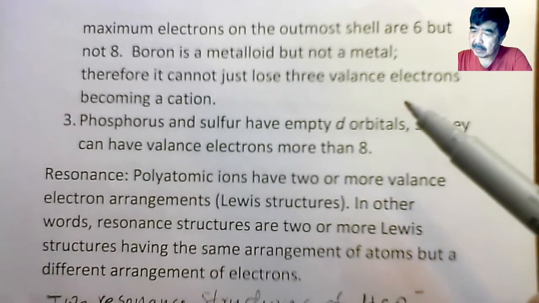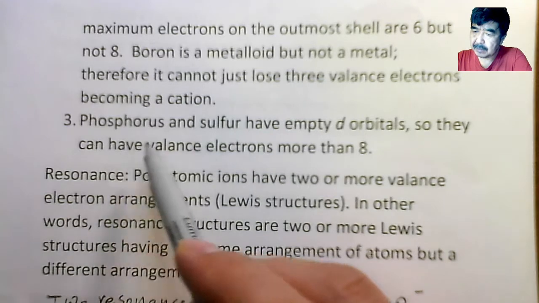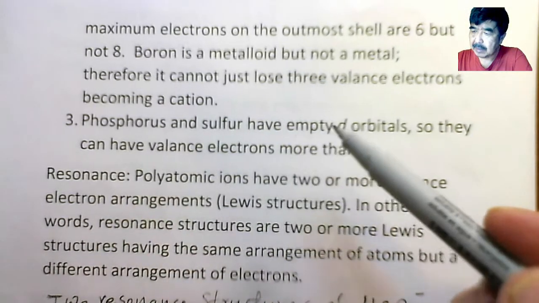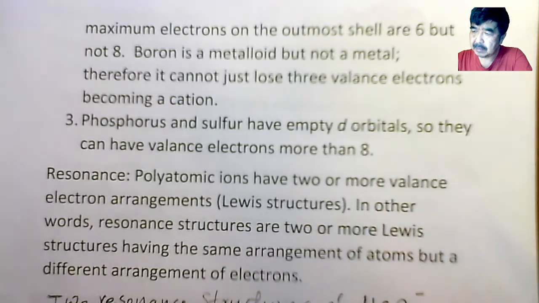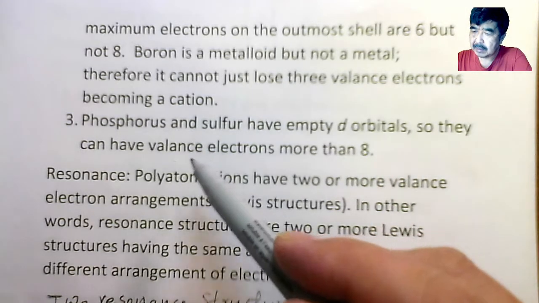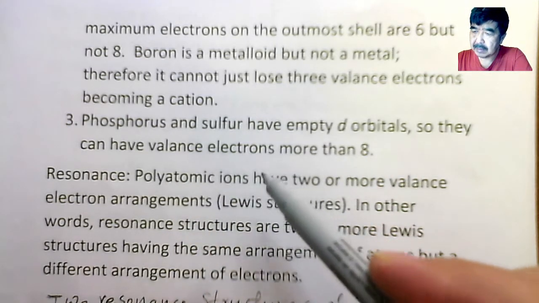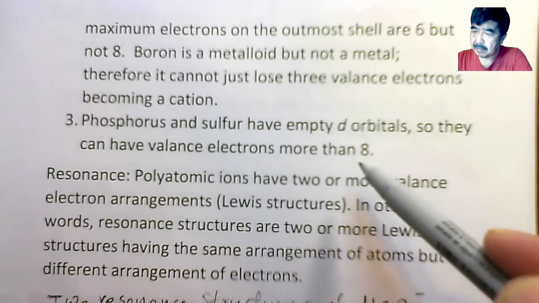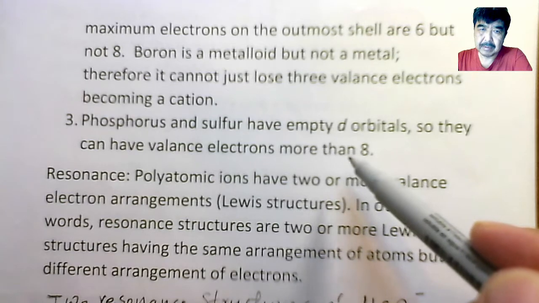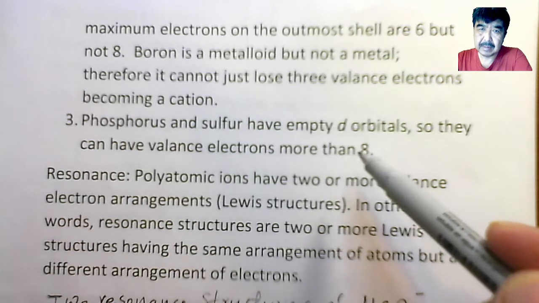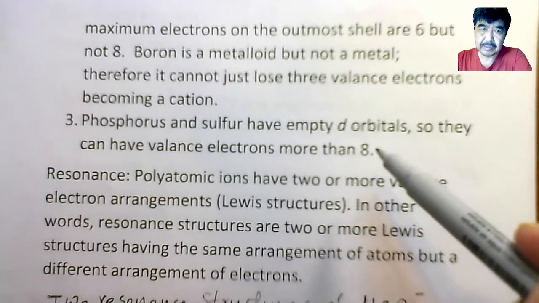The third exception is phosphorus and sulfur. Those elements have empty d orbitals, so in some cases they can have more than 8 valence electrons. They don't really follow the octet rule.